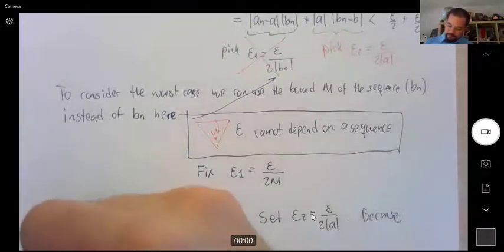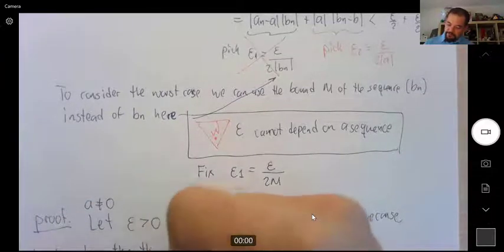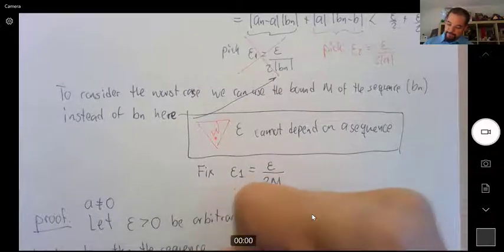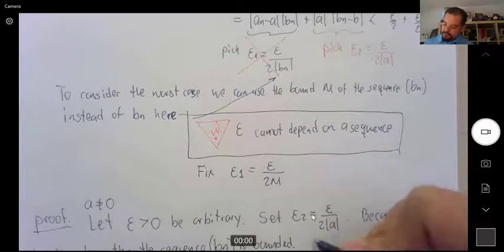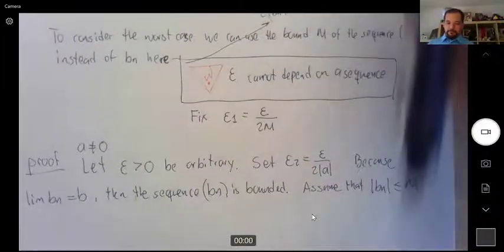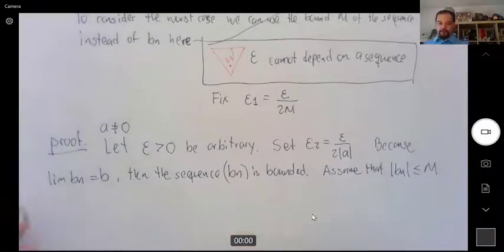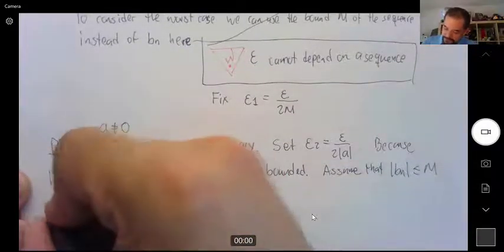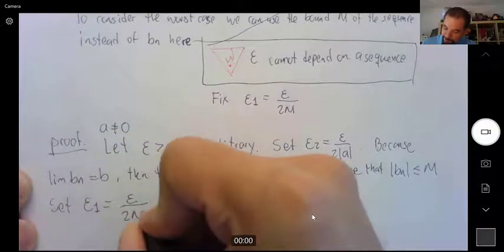Because the limit of the bn's equals b, then the sequence bn is bounded. Assume that the absolute value of bn is less than or equal to M. So that's the bound, capital M, right? So we're using the first theorem we proved today. Now, set epsilon1 to be epsilon over 2M.